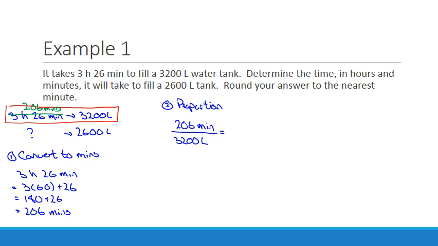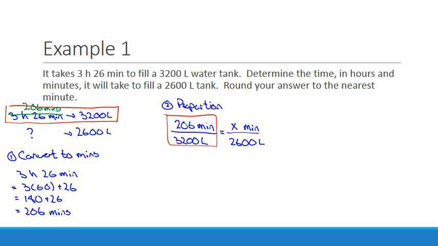Why someone might do it though is it would keep your numbers smaller, so that is a benefit, but I'm okay with these larger numbers because I'm going to be using a calculator to help me out. If you weren't using a calculator though, it might be nice to have a unit rate. Anyway, with proportions, you always start with some sort of math fact. So this is a math fact we got from the problem. On the other side, this is where we put our missing value. I'm wondering about the time, so how many minutes to fill a 2,600 liter water tank.